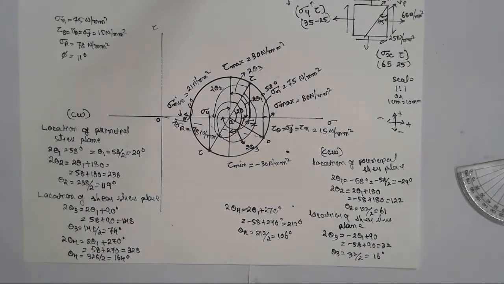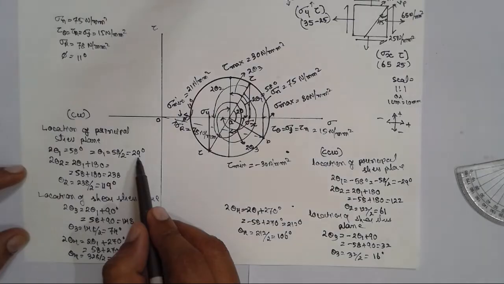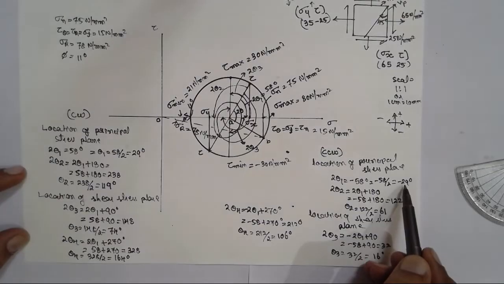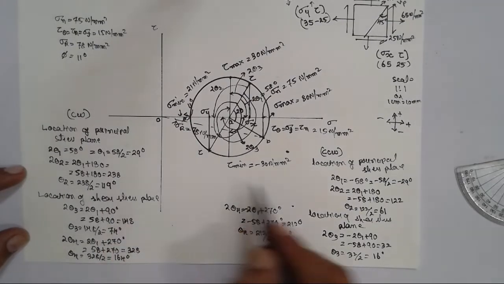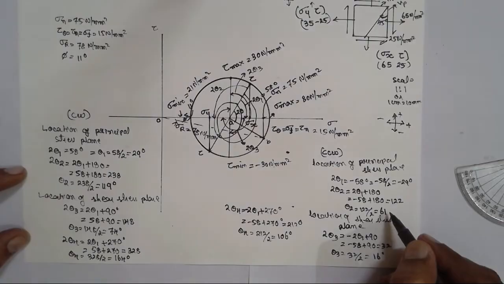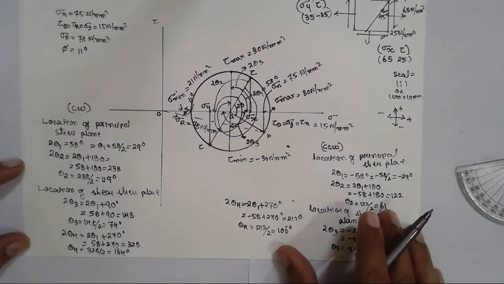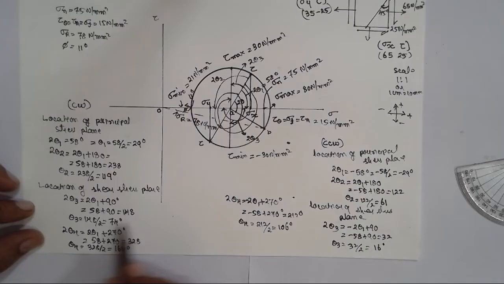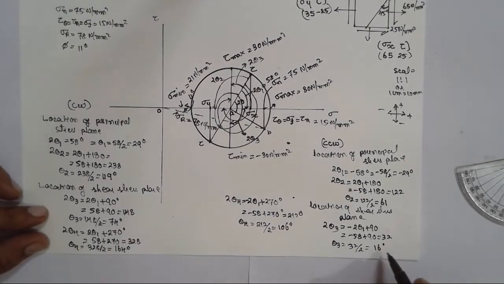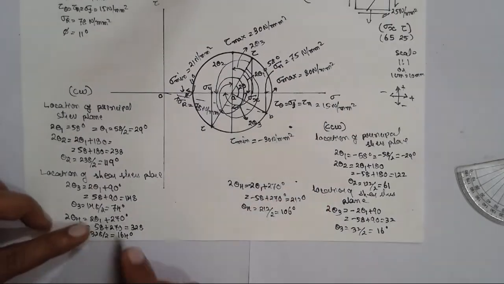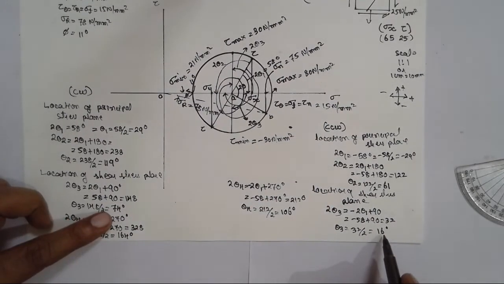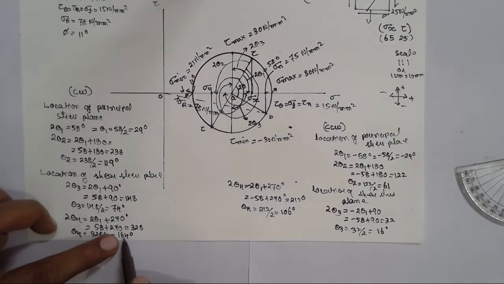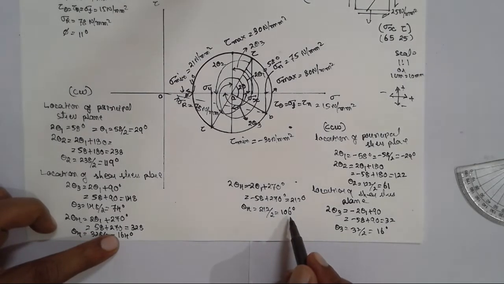Now, let us compare clockwise and anti-clockwise. Then what happens? Now see here, 29 minus 29, it becomes 0. It holds good. Now here, 119 plus 61, it becomes 180. That means it holds good. Next, location of maximum and minimum shear stress plane here. Now see here, 148 plus 16. Sorry, 74 plus 16, it becomes what? 90 degree. 164 plus 106 becomes 270.